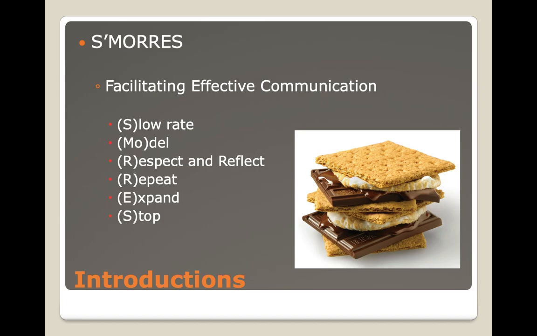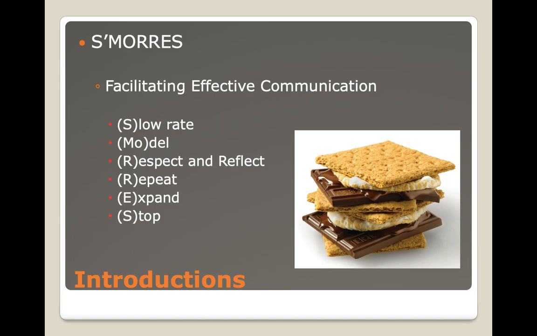And the first one is going to be a slow rate. So we want to make sure that we speak in a slow, articulated manner. A lot of our students with autism and other developmental disabilities do process things in their brain a little bit slower. It's about 13 seconds compared to a typically developing individual. So we want to make sure that we give them time to process what we're saying before we say it again and again and jumble everything that they've already heard up. So make sure that we're speaking in a slow rate for our students.